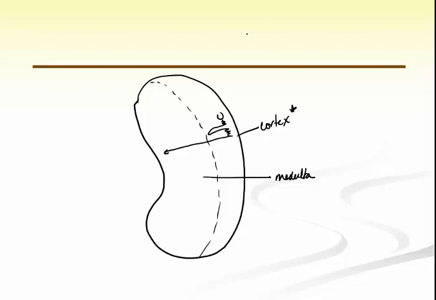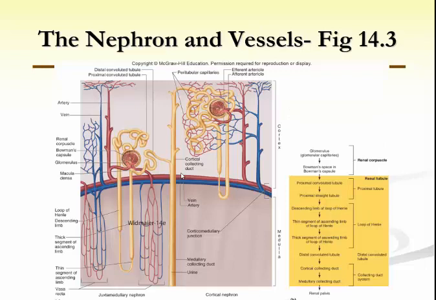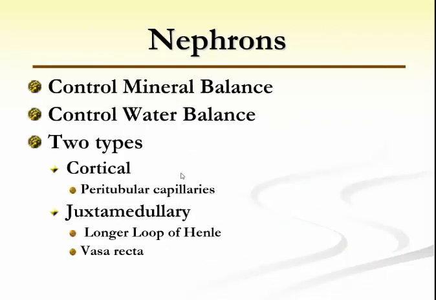Now, juxtamedullary, juxta means next to or neighboring. They get their name because the nephron is so close to the medulla, the loop of Henle will actually dip into the medulla, so they are more next to the medulla and look something more like this. And then the collecting duct travels through the medulla.